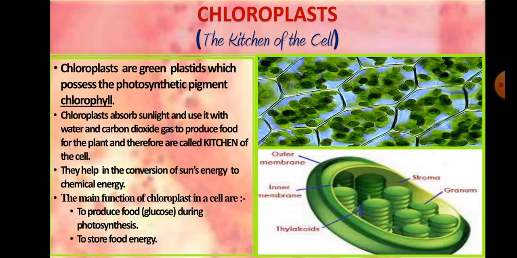Do you know that plants are the only organisms, or you can say only beings, that can change sun's radiant energy into chemical energy that can be stored for a longer period of time? We already know that plants are the only things that can produce their own food. But this is what is actually going on. The sun's radiant energy is changed into chemical energy by these chloroplasts. Now, the main function of chloroplast, as we discussed, is to produce food during photosynthesis and also to store the food energy. Very important function.